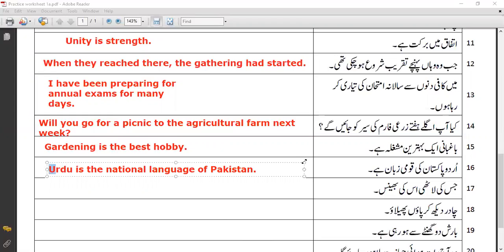But still, some of the students, if Urdu or such a word is coming in the middle of the sentence, they do not write a capital U for Urdu or a capital E for English. So be careful with the proper nouns. For proper nouns, you have to use capital letters. Okay, next one is quite interesting now.